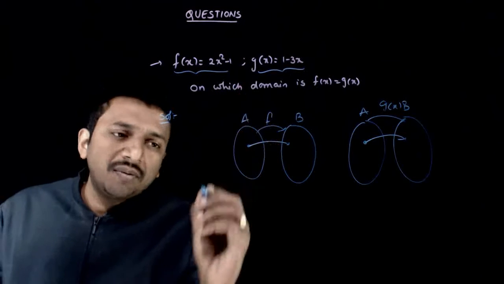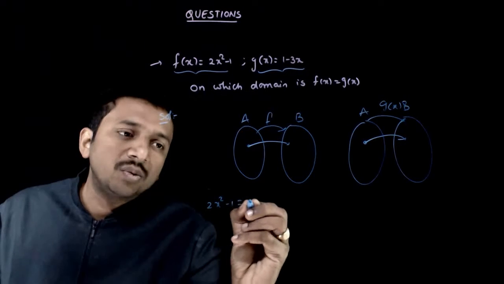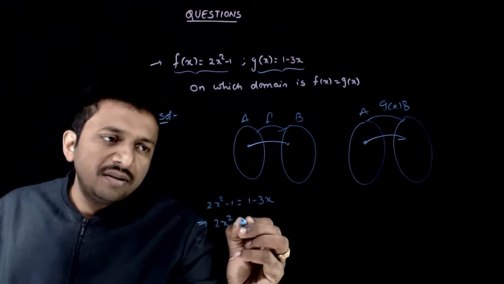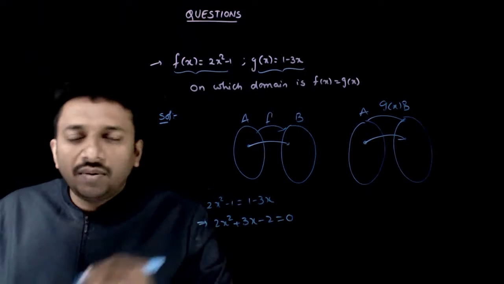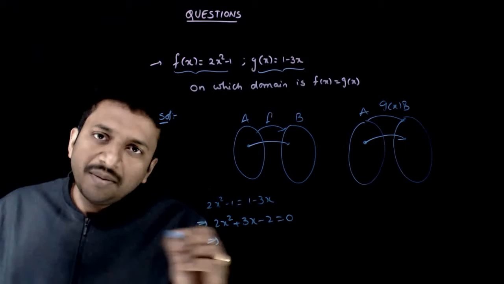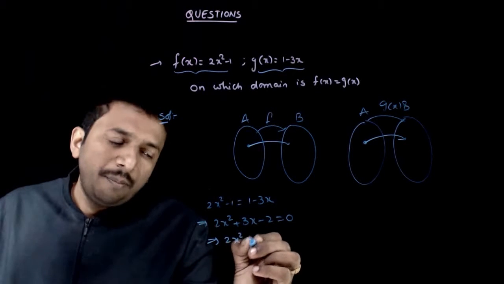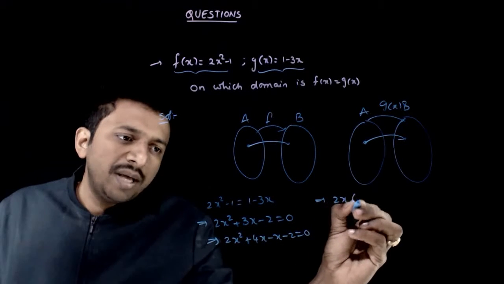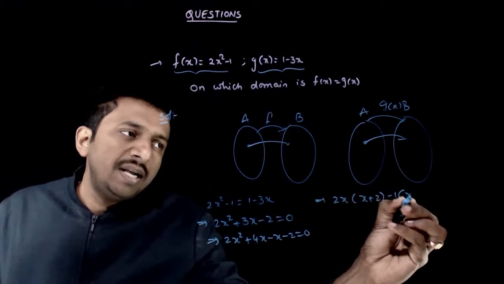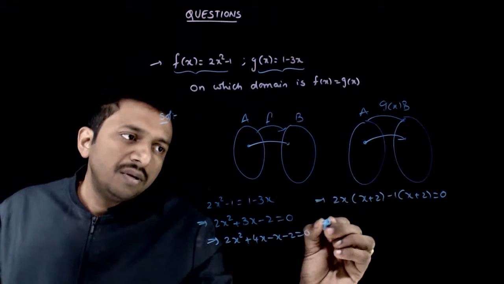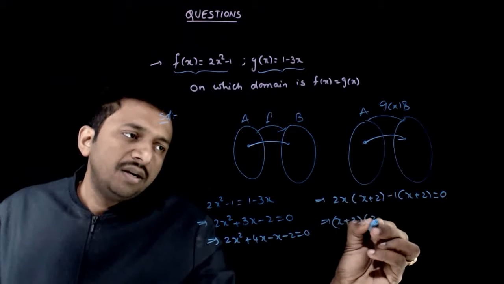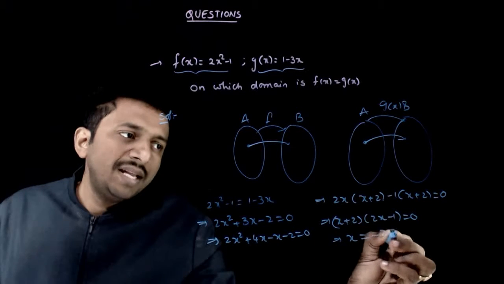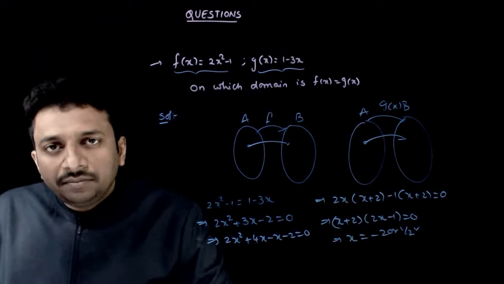So for f of x to be equal to g of x, you have 2x square minus 1 is equal to 1 minus 3x. So this implies 2x square plus 3x minus 2 is equal to 0. And this implies 2x square plus 4x minus x minus 2 is equal to 0. This implies 2x times (x plus 2) minus 1 times (x plus 2) is equal to 0. So (x plus 2) times (2x minus 1) is equal to 0. And this implies x is equal to minus 2 or 1 by 2.